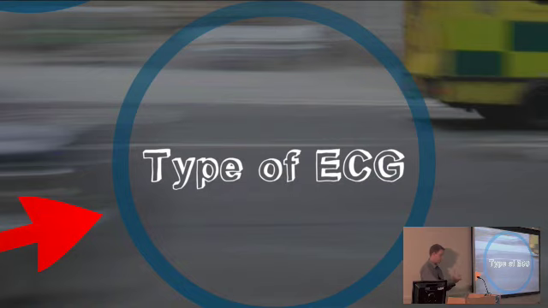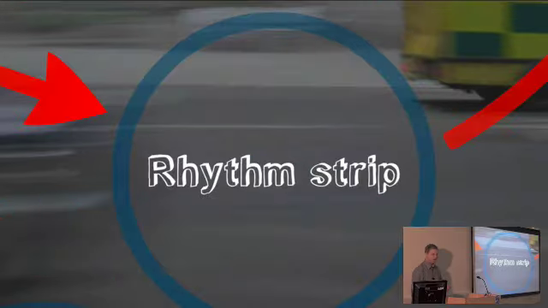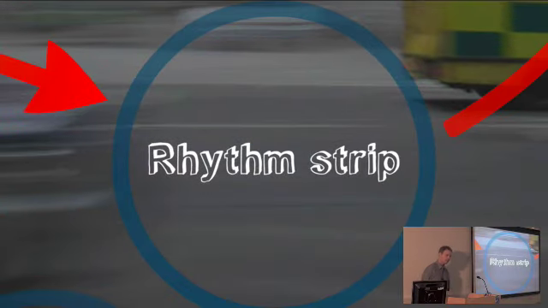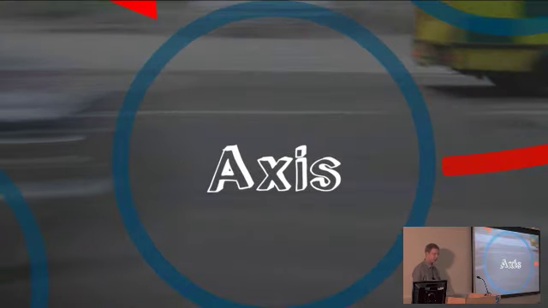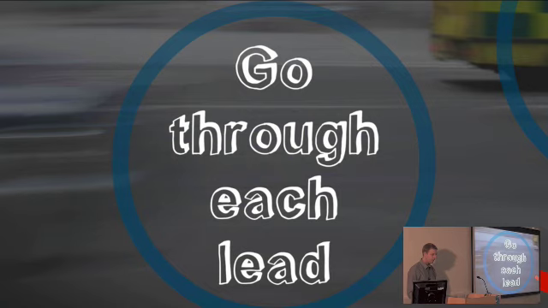So we've looked at patient details, indication, type of ECG. Now we'll look at the rhythm strip. Normally lead 2 is printed out at the bottom of the rhythm strip, and I'm going to come back to the rhythm strip because I've got a system for looking at rhythm strips as well. Having looked at the rhythm and identified what rhythm we're in and what rate it's going at, we'll look at the axis, and again, we'll go through the axis in a few minutes. And then lastly, number 6, go through each lead on a 12-lead ECG.